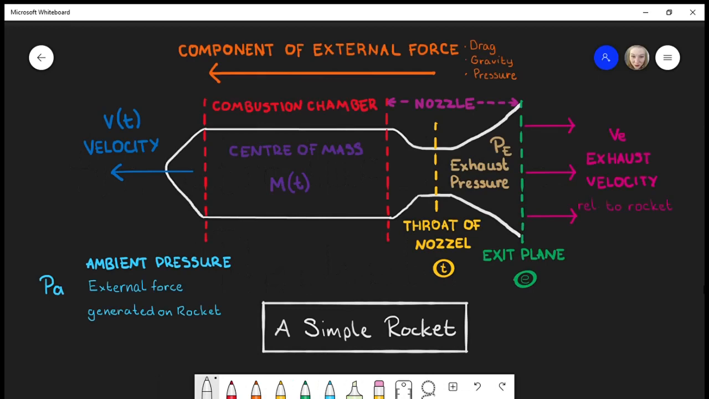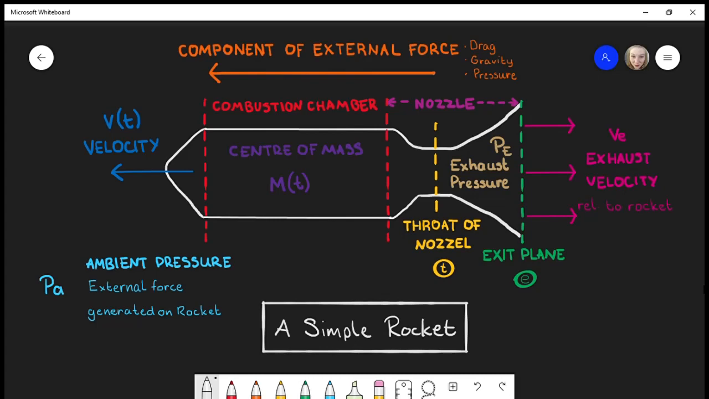Hello and welcome to this video on rockets. In this video I'll go through the general structure of a rocket and then we'll derive the rocket equation. As you can see on the screen, this is a simple rocket.